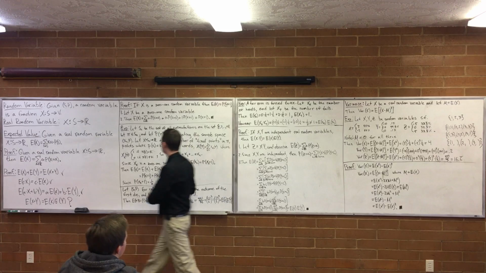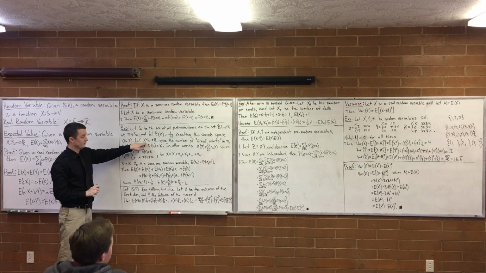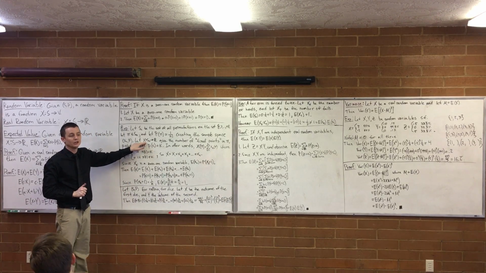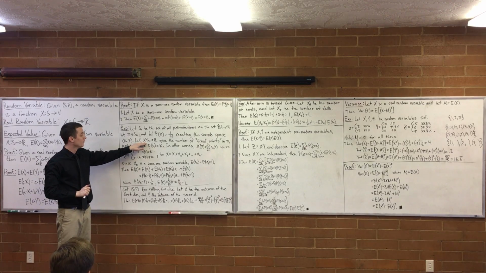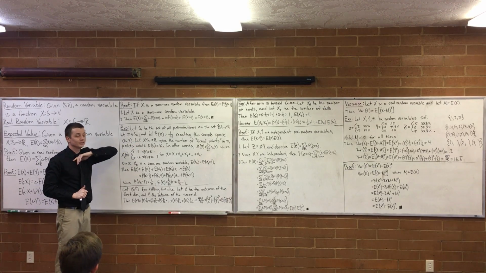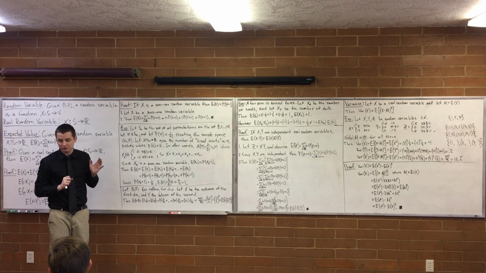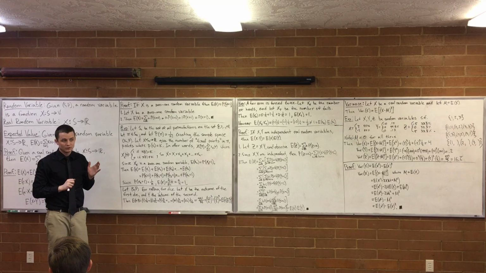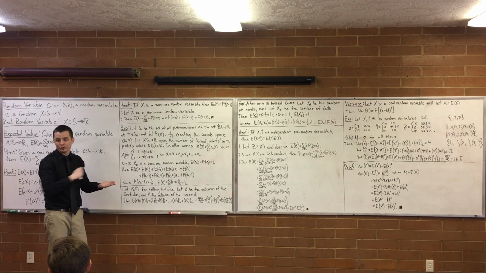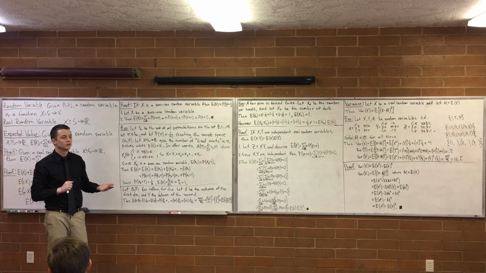So, X gives you the number of fixed points in a particular permutation. What we're looking for is the expected value of X. If I were to pick a random permutation, how many fixed points would I expect that permutation to have?